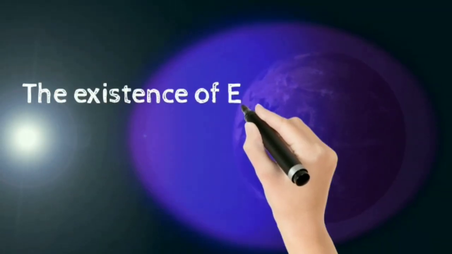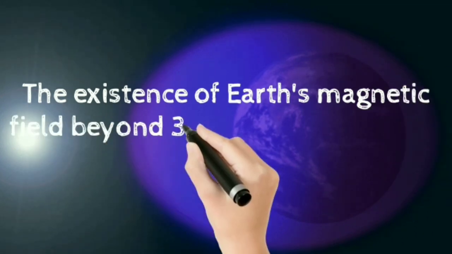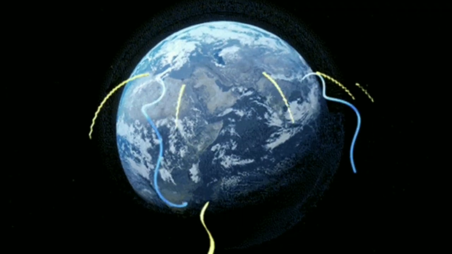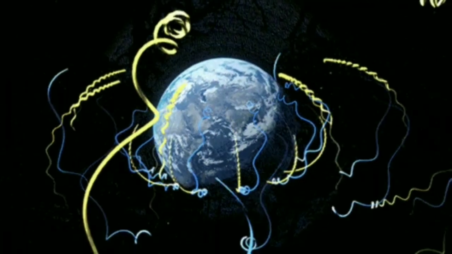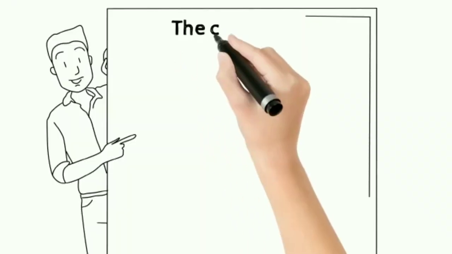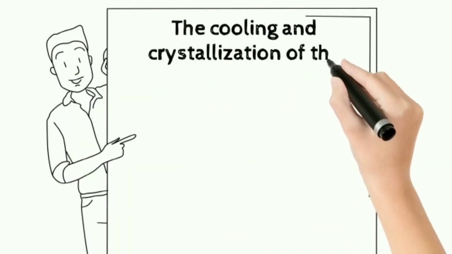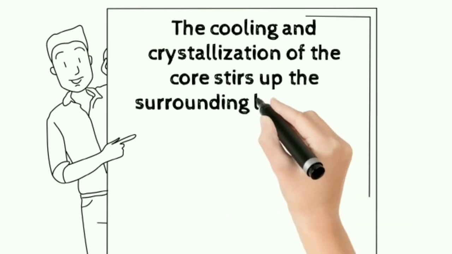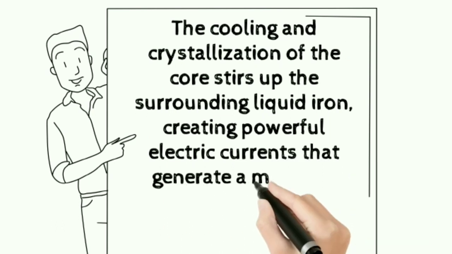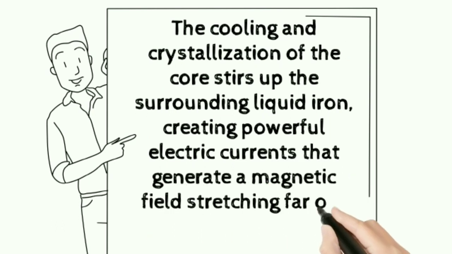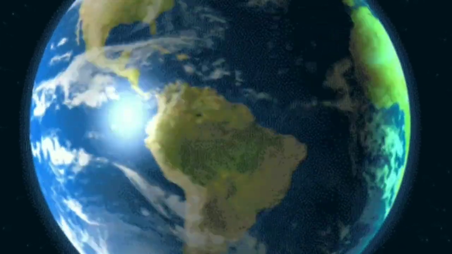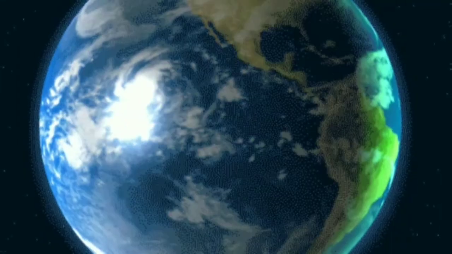The existence of Earth's magnetic field beyond 3.5 billion years ago is still a mystery. Today, the Earth's magnetic field is powered by solidification of the planet's liquid iron core. The cooling and crystallization of the core stirs up the surrounding liquid iron, creating a powerful electric current that generates a magnetic field stretching far out into space. So now you know how the basic structure of our Earth was formed.